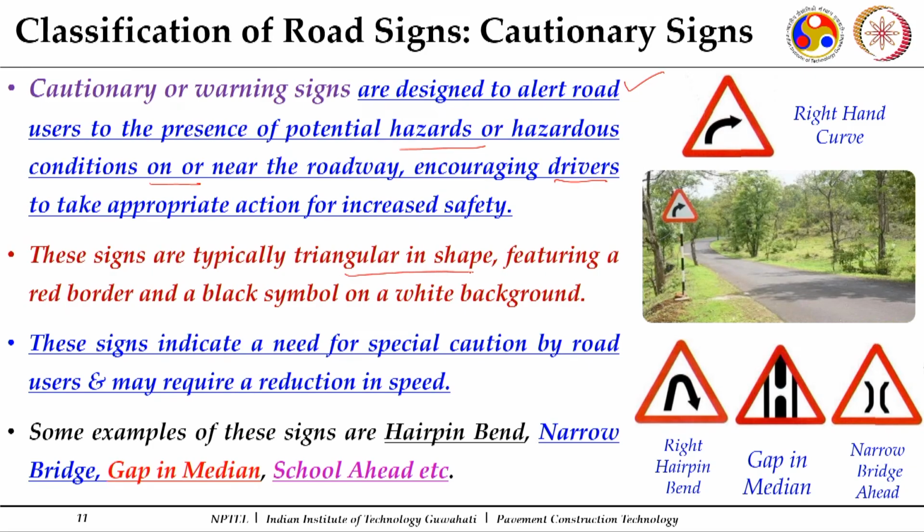Cautionary and warning signs are typically triangular in nature, featuring a red border with a black symbol on a white background. This is the standard color for cautionary and warning signs. These signs indicate a need for special caution by a road user and may require a reduction in speed in many cases. Some examples are a hairpin bend.